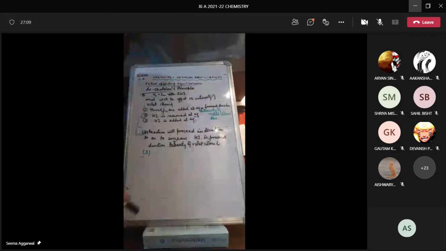Now there is one more interesting case here. A few points are related to your practicals, and since they are given in NCERT also, I am taking this reaction. But I am taking it in the form of a question only, okay? I am writing the question.